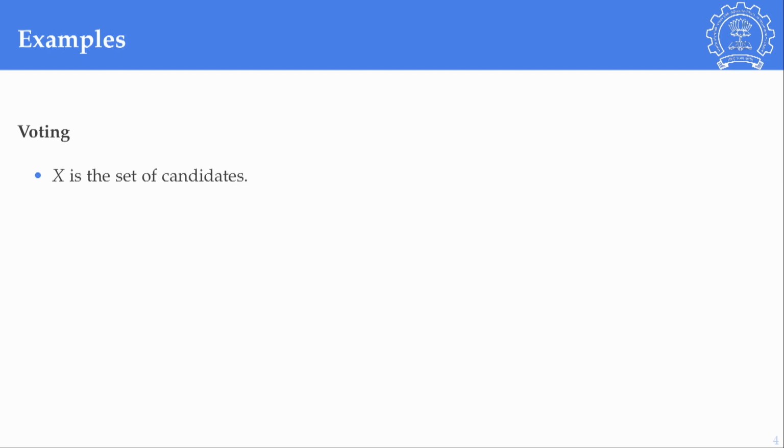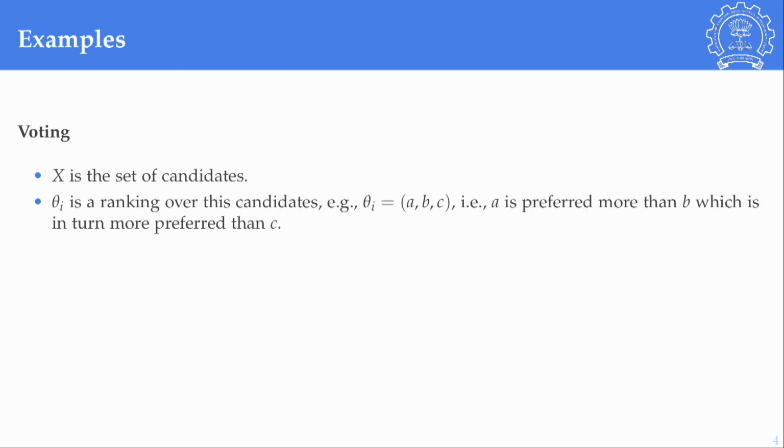So, here is one example from the ordinal setting, where X is the set of candidates, and which candidate you choose becomes the winner. If I have players A, B and C, X is the set A, B, C, and one of them will be chosen as the winner. And this theta i is the ranking over those candidates, just like the way we said. That order means I prefer A more than B more than C.